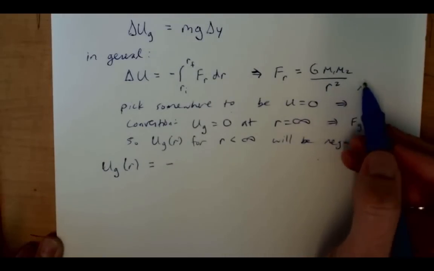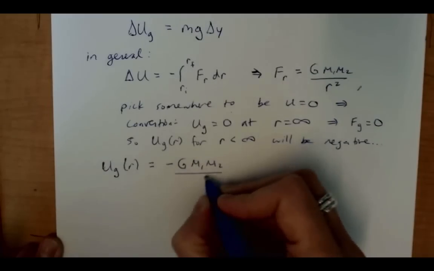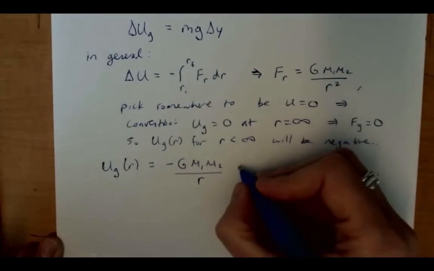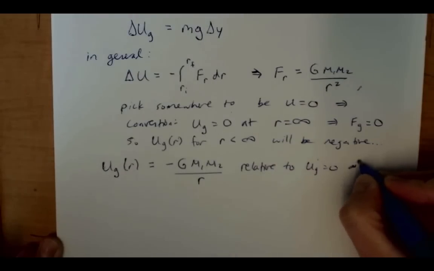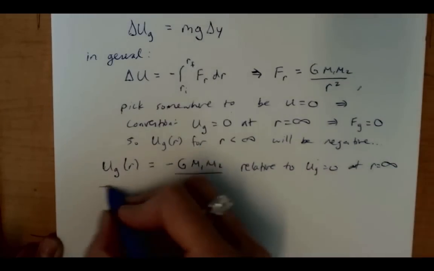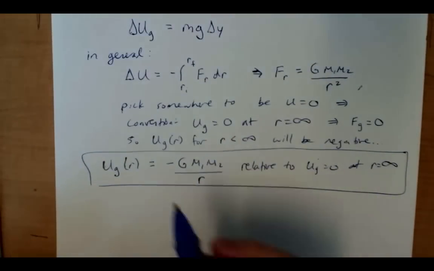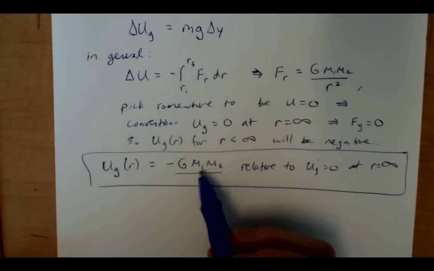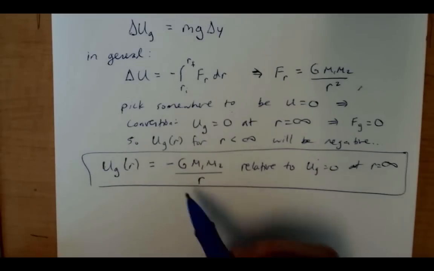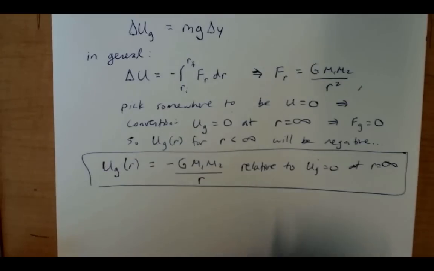So 1 over r squared dr gives us negative G m1 m2 over r. And this again is relative to UG equaling 0 at r equal infinity. And that is now our expression for the gravitational potential energy of the separation of two objects, say a ball and the Earth, some separation r away. This will give you the gravitational potential energy relative to UG equals 0 at r equals infinity.